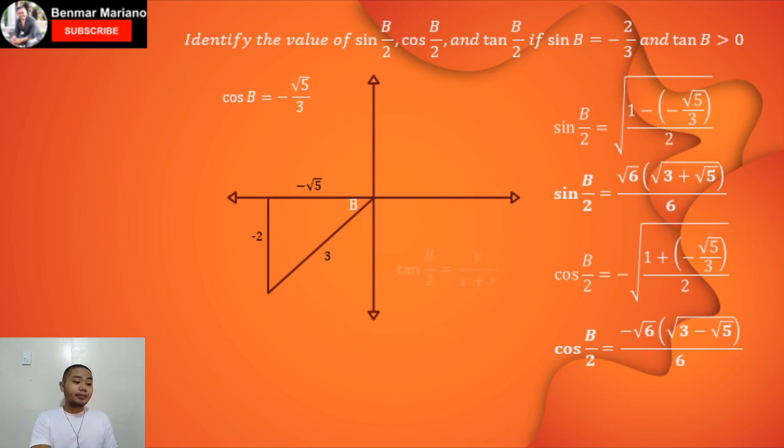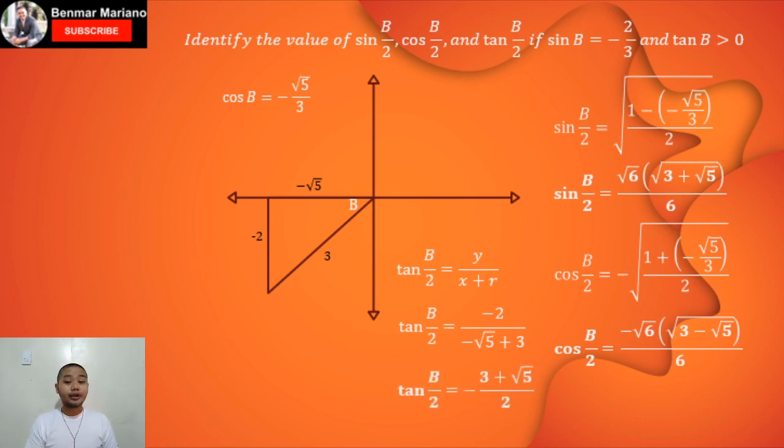For tangent B over 2, that is equivalent to y over x plus r. So in this case, what we're going to do is simply substitute the values of y, x, and r. Okay? So y here is negative 2, and x here will be negative square root of 5, while our hypotenuse is 3. Simplifying this one, tangent B over 2 will be negative (3 plus square root of 5) all over 2. And tangent in the second quadrant is negative.